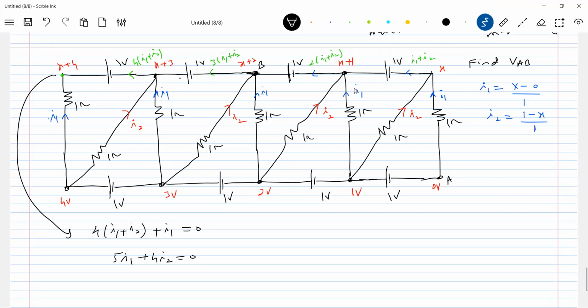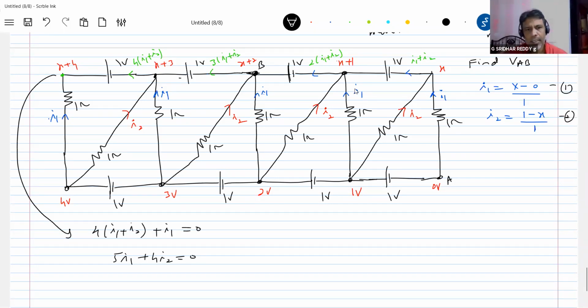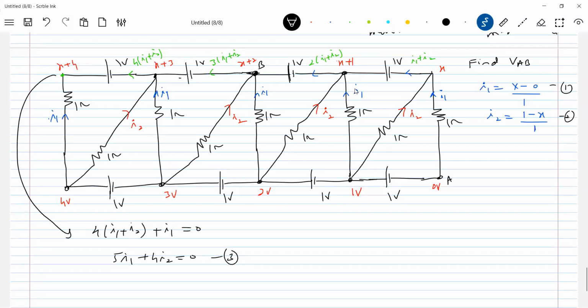Sir, why is it equal to 0, sir? The algebraic sum of currents. KCL? Yes. So solving equations 1, 2 and 3. Sir, I2 should be x minus 1 by 1, no, sir? I made changes, no? I2 should be x minus 1 by 1.